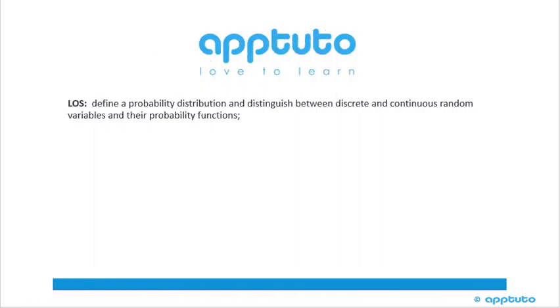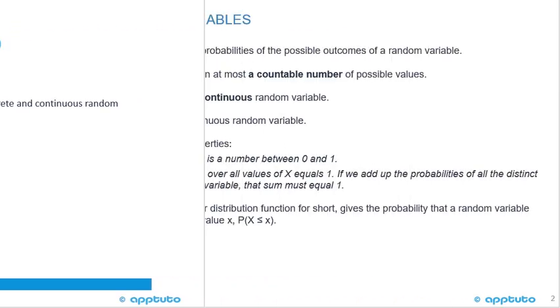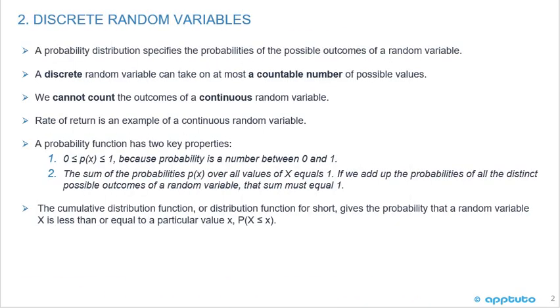The LOS is to define a probability distribution and distinguish between discrete and continuous random variables and their probability functions. Discrete random variables. A probability distribution specifies the probabilities of the possible outcomes of a random variable. A discrete random variable can take on, at most, a countable number of possible values. We cannot count the outcomes of a continuous random variable. Rate of return is an example of a continuous random variable.